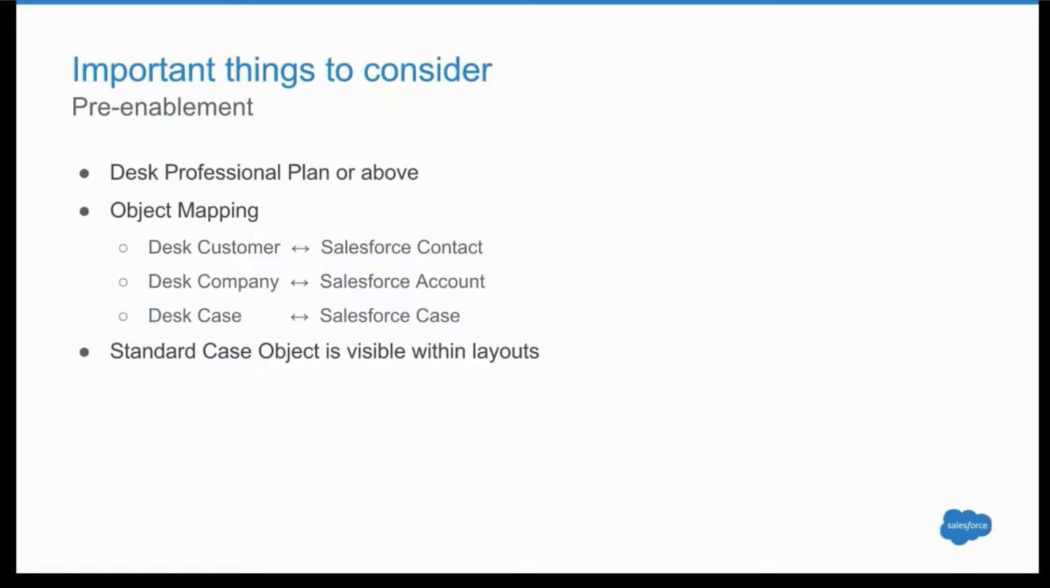Next is object mapping. Now remember that the three standard objects that we map are case, contact, and account. In Desk, we call Salesforce contacts customers. So any customer records that are created in Desk using Desk Connect will get synced over to your Salesforce contacts. In Desk, we call Salesforce accounts companies. So whenever you create a company in Desk, those will get synced over to Salesforce as accounts.